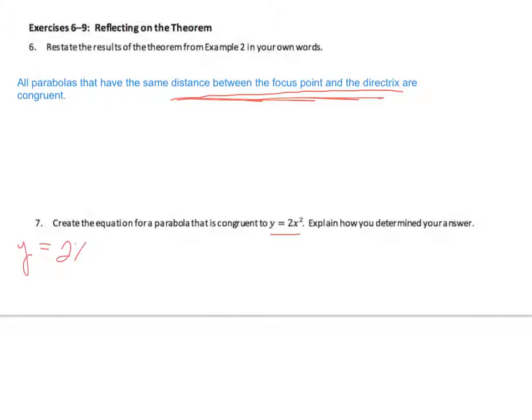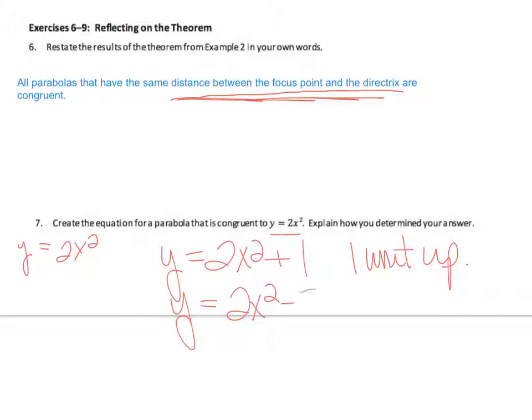If you got the parabola y equals 2x squared, we just need to translate that somewhere. So if I take that same equation and I add 1 to it, I just moved it 1 unit up. If I take the original equation and subtract 3, I moved it 3 units down. The parabolas are congruent because we're just translating it, up and down.